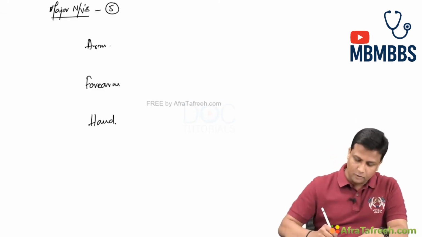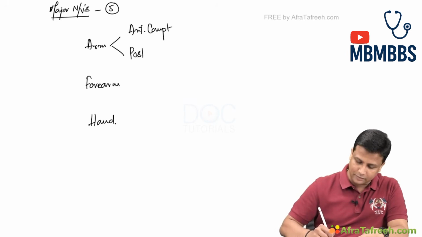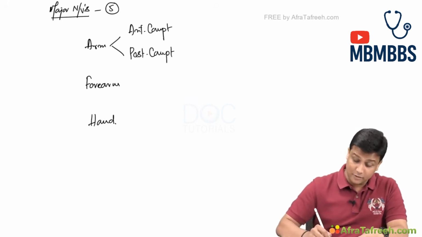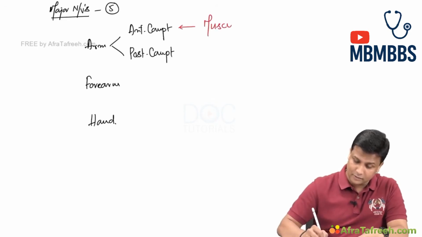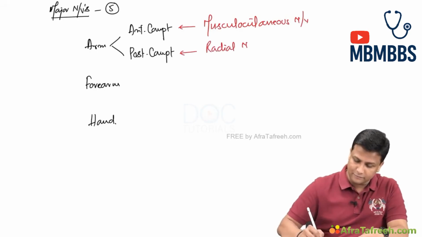Now in the arm, all the muscles are actually divided into 2 compartments. One will be the anterior compartment of the arm and another one will be the posterior compartment of the arm, guys. And as we have discussed just now, all the muscles in the anterior compartment of the arm will be supplied by musculocutaneous nerve, guys. And in the posterior compartment of the arm, all the muscles will be supplied by radial nerve.